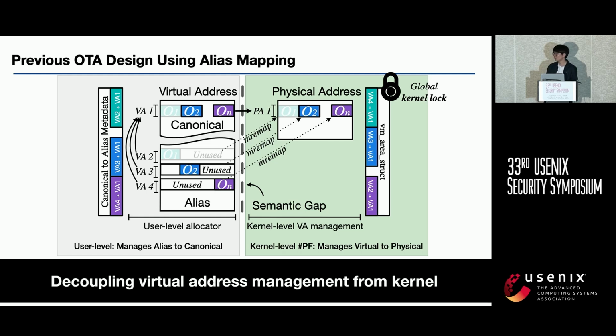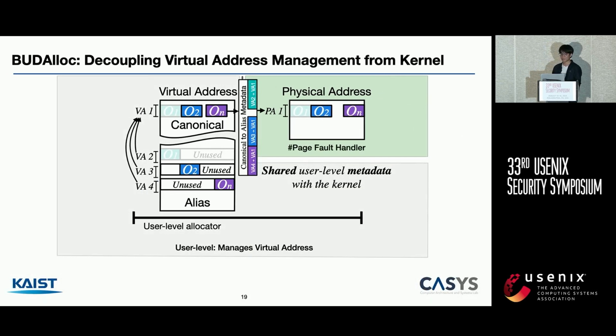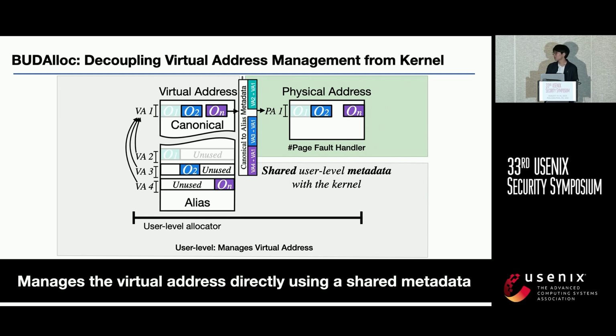In BUDAlloc, we address the semantic gap by decoupling virtual address management from the kernel. This approach enables the kernel to handle page faults using shared metadata directly in the custom page fault handler, thus eliminating system call overheads and duplicated metadata management costs from our allocator's performance. However, this method requires the isolation of user and kernel pages.